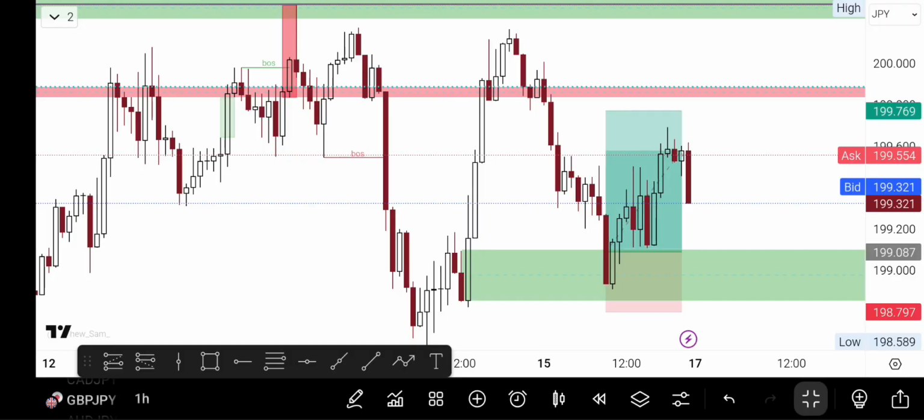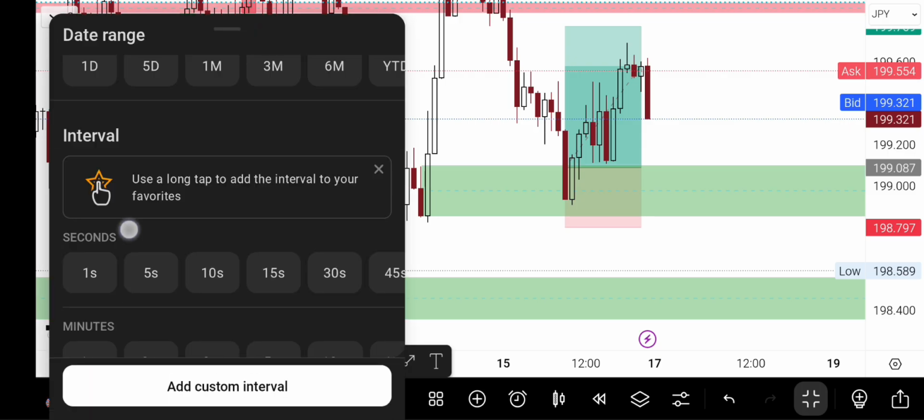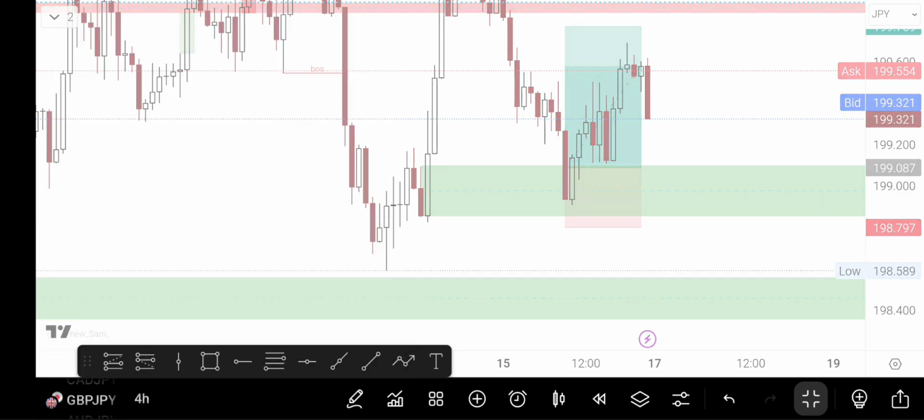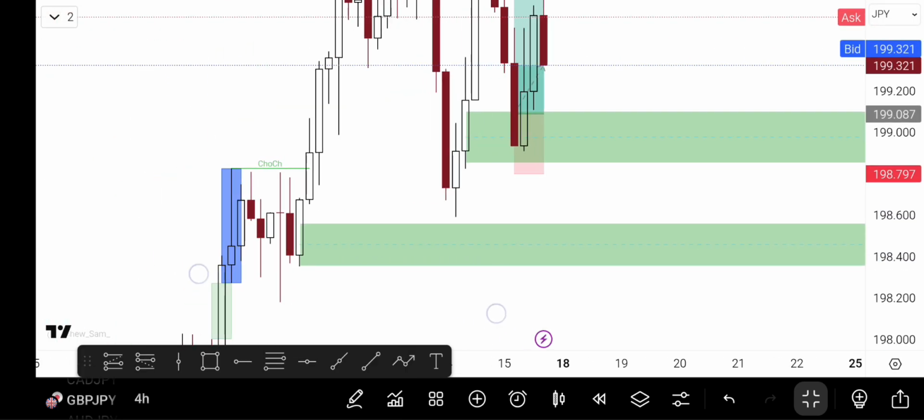I want to explain how I did my analysis last week, like yesterday in the morning before price goes to my point of interest. If you can see, this is the 1 hour time frame. I first of all went to the 4 hours and marked out the 4 hour demand zone. When I looked at it, I discovered that the 4 hour demand zone has been mitigated.